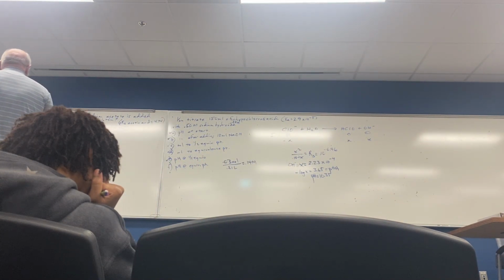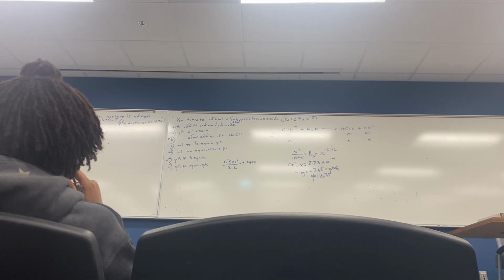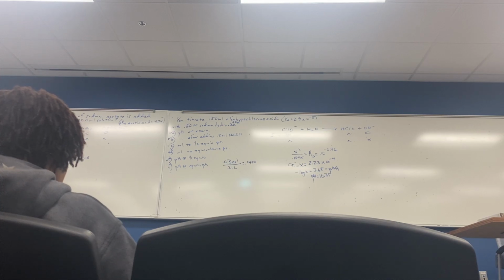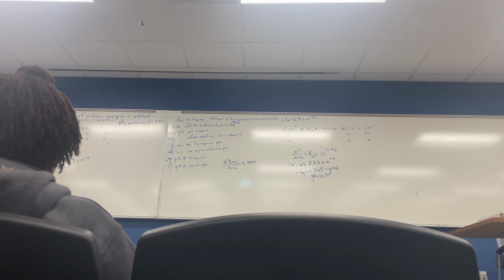I don't know. We never did figure this out. What is this? What is that? 2.0 times 10 to the negative fifth. So my pOH is 4.7. Yeah, that sounds better. So the pH is 9.3.